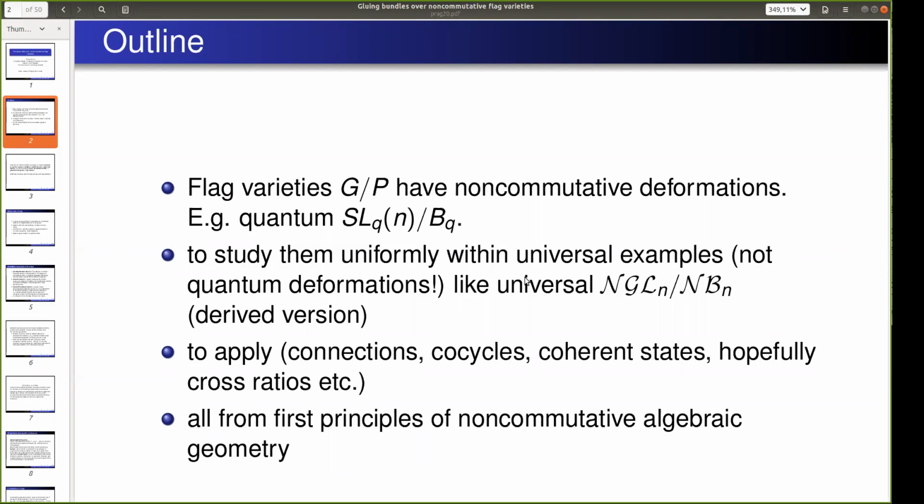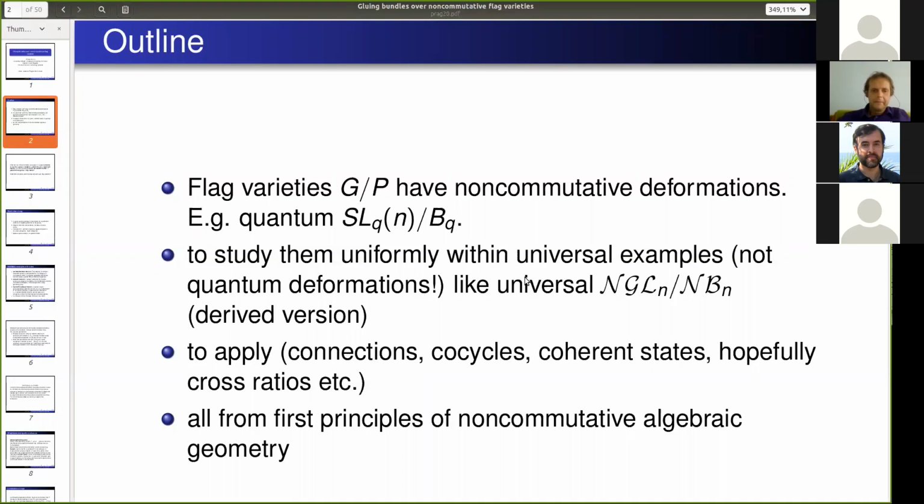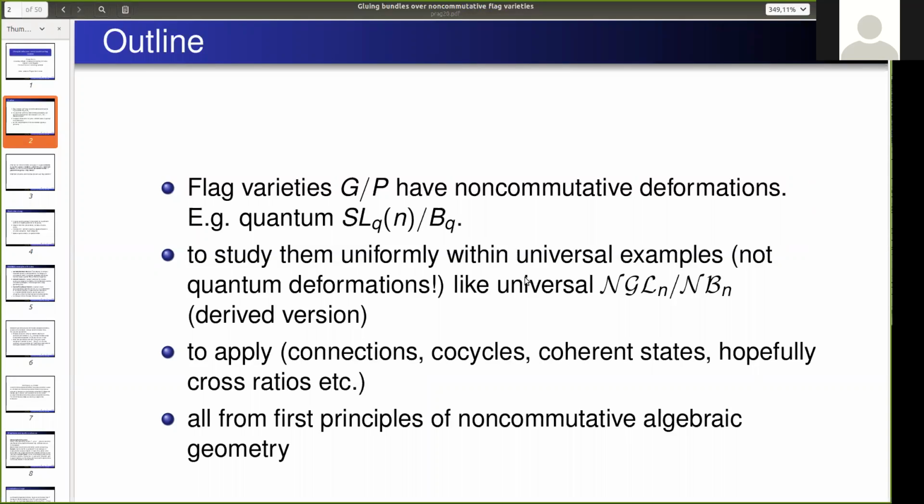kind of embed inside. And then we would like to work with various bundles over such things and have various applications. I worked on coherent states in quantum group case. I computed various cocycles. On connections, I didn't work much. This theory, locally, you can put connections and how to glue it. This is kind of my business. This is still to be developed. And there was an announcement that I will say something about cross ratios at the end. Probably I will, but something doesn't work there.